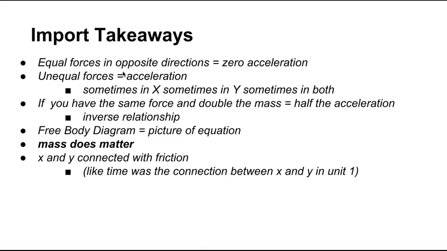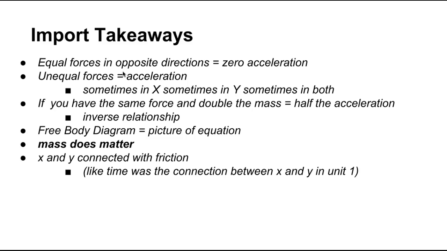So, important takeaways. Equal forces in opposite directions will equal 0 acceleration, not necessarily no motion. Equal forces in opposite directions mean there's no acceleration. There still could be motion. If I have unequal forces, I'm accelerating. This could be in the X or Y, but it could also be in both directions as well. If you have the same force and double the mass, that would equal half the acceleration, so between acceleration and mass, it's an inverse relationship. It's not a direct relationship.